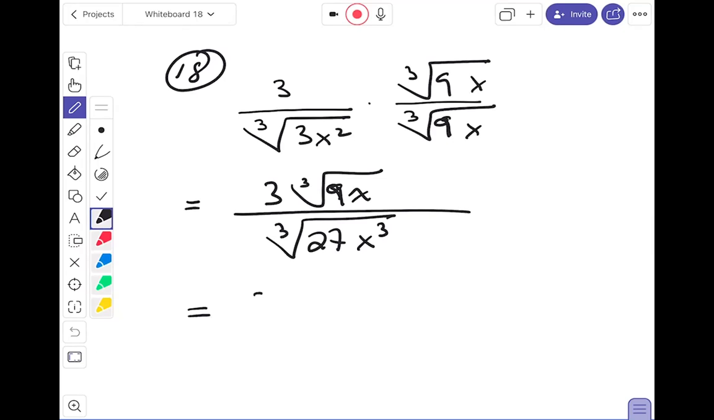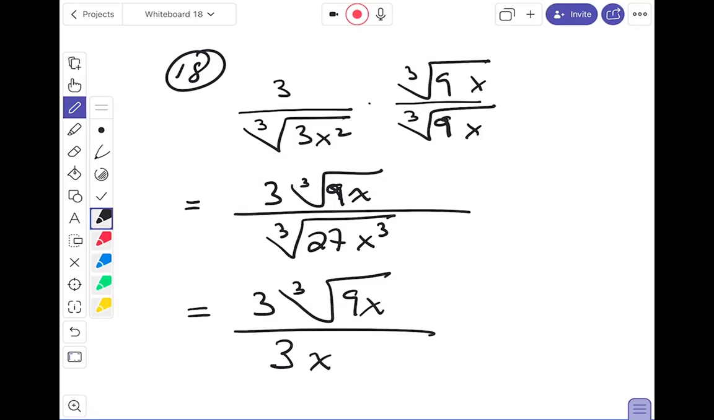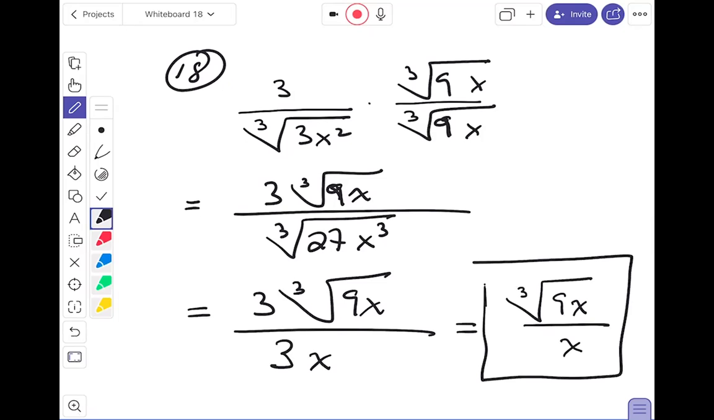Let's keep going. 3 cube root 9x. On the bottom, the cube root of 27 is 3, and the cube root of x cubed is x. So what do you get over here? The 3's cancel. So you get the cube root of 9x on top, and what do you get on bottom? Just an x. Get your red pen out, look at the answer, and of course we're staring at it. All right, number 19, the last problem.